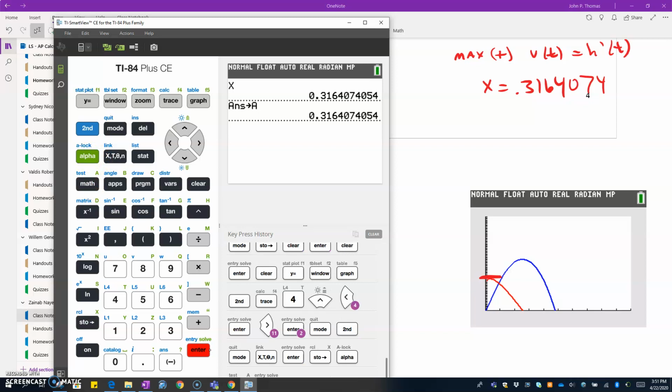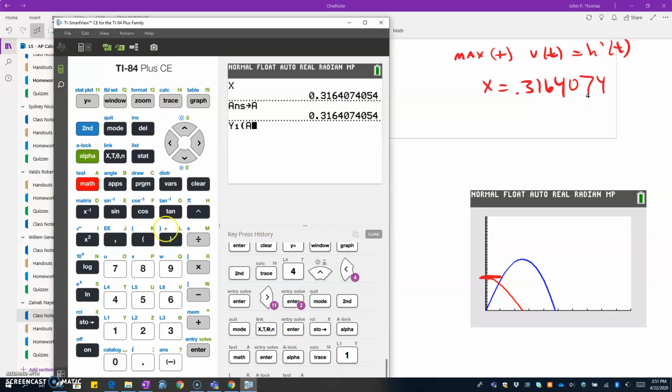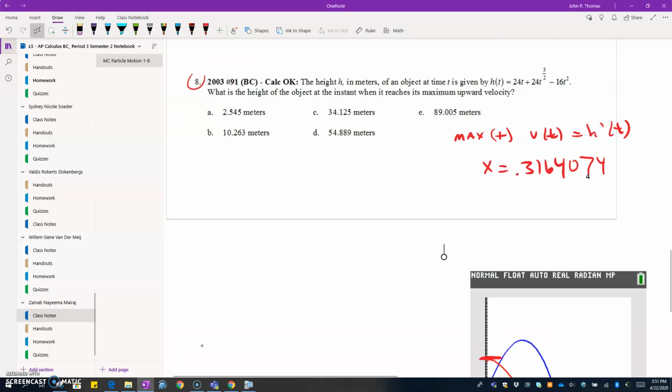Now I want to evaluate the height function at that value, so I'm going to do alpha trace, choose y1, parenthesis, alpha A, close that off, and hit enter, and it tells me 10.263. So I look back in, 10.263 is choice B, so that would be our correct answer for this particular problem.